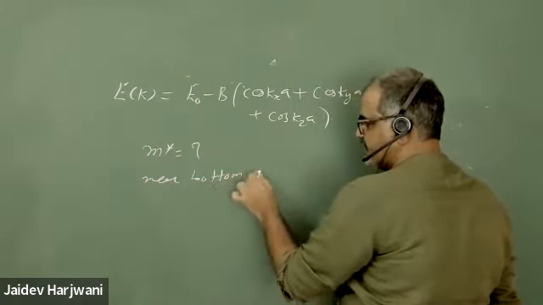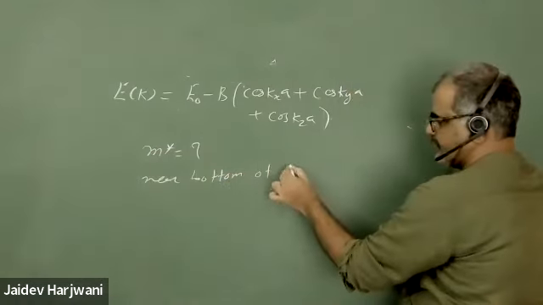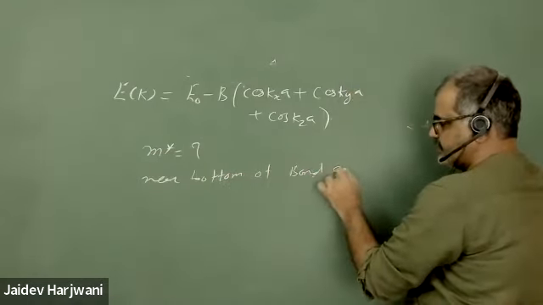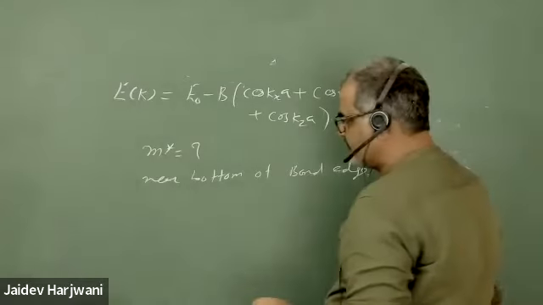the bottom of the band edge, bottom of the band edge. Okay, so near k tends to 0.